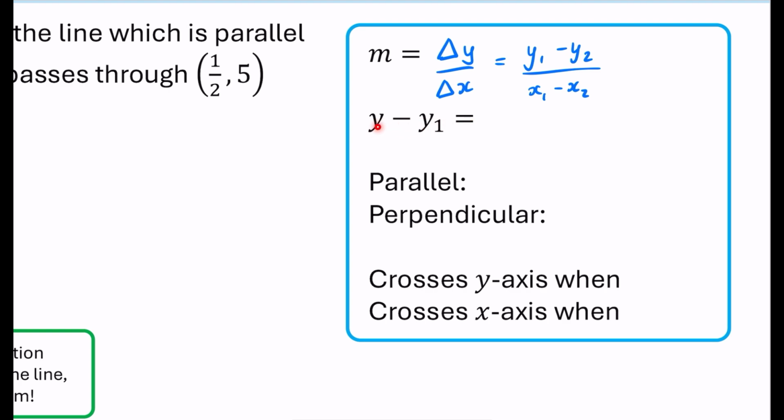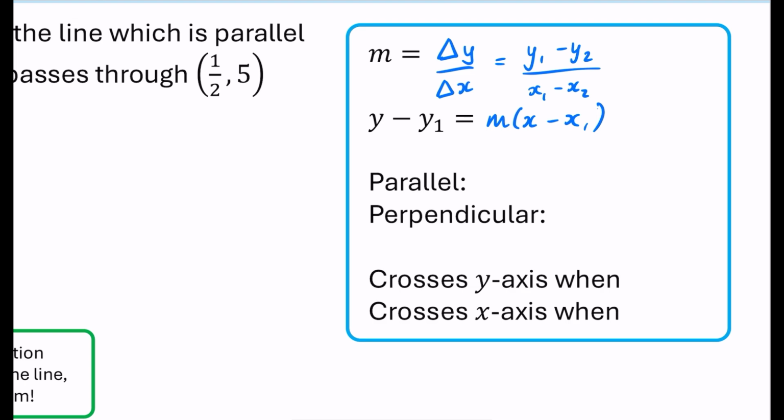Now this is my kind of new equation for the equation of a straight line, and hopefully you remember this one off by heart. It is that y minus y1 equals m brackets x minus x1, and you should find this one is more useful than y equals mx plus c, particularly as we go through to some of the year 2 stuff.